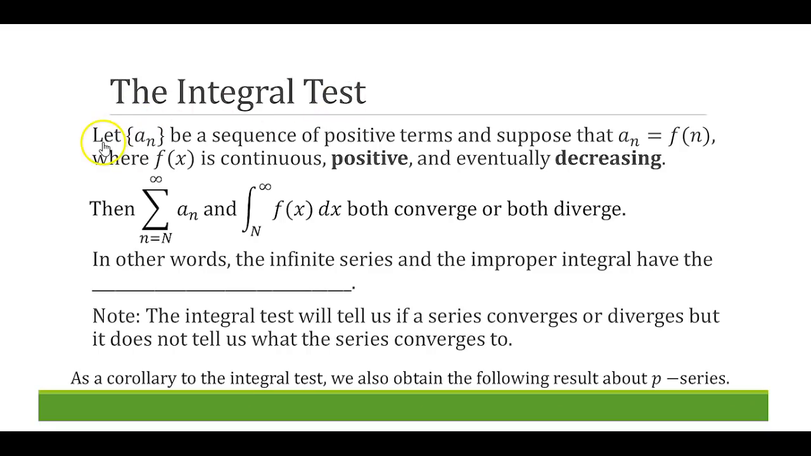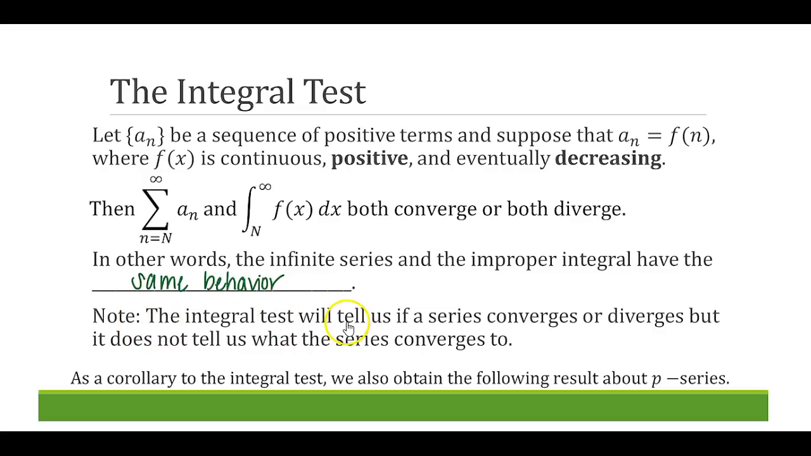The integral test. Let a sub n be a sequence of positive terms, and suppose that a sub n is equal to f of n, where f of x is continuous, positive, and eventually decreasing. Then, the sum from n equals big N to infinity of a sub n, and the integral from big N to infinity of f of x dx both converge or both diverge. In other words, the infinite series and the improper integral have the same behavior.